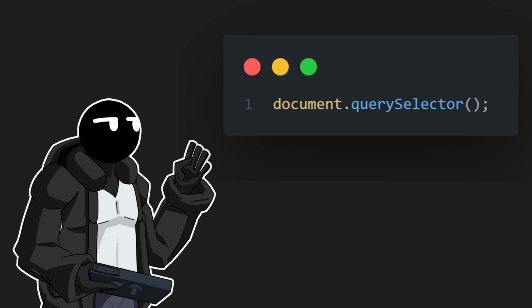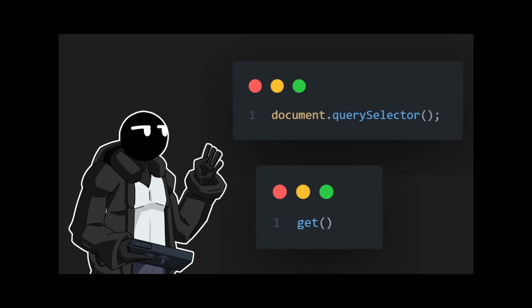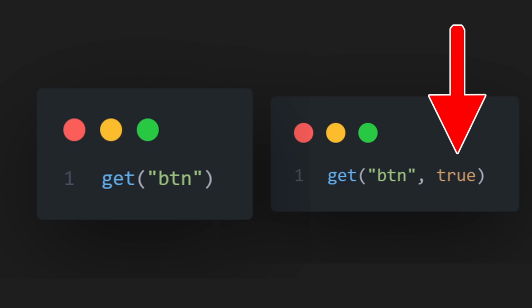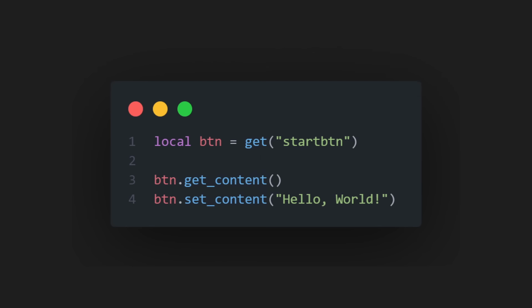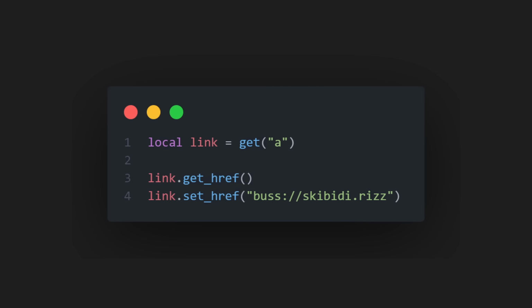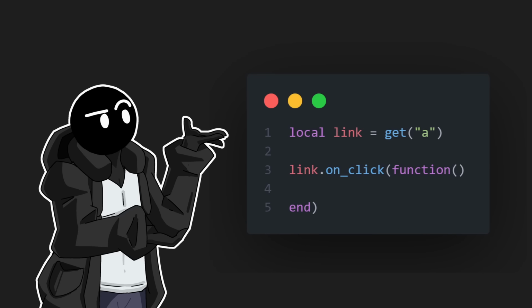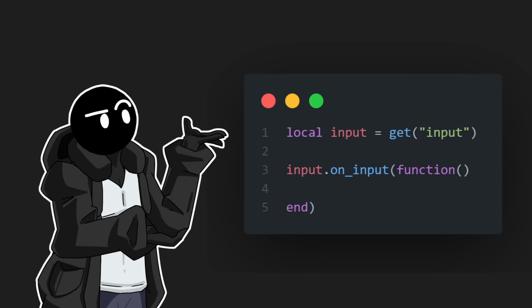Instead of typing over 20 characters just to get an element, you just type get, yeah, just get, and then the tag class. If you want to get all the matching tags, you just pass through as the second argument. You can set and get the content like this, the link of a hyperlink like this, and the opacity like this. Now into events, you just do on event. For example, you can do on click, on input, and on submit.